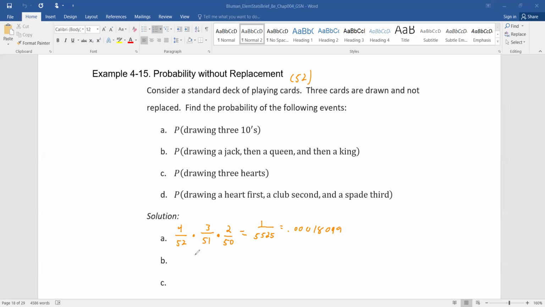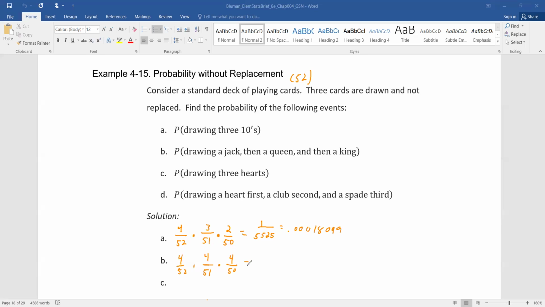All right, so then the next one. Drawing a jack. There are four jacks, one jack in each suit. So that's 4 out of 52. Then a queen. Now there are only 51 cards. If the first one was a jack, I will still have four queens to choose from. And then the third one is a king. Knowing that the first one was a jack and the second was a queen, I now only have 50 cards to choose from, but I still have four kings. So this would be a jack, a queen, and a king.